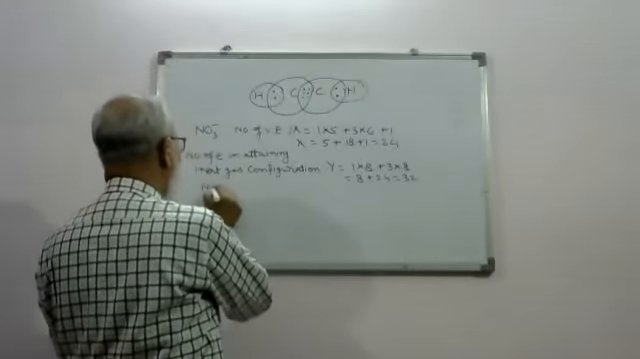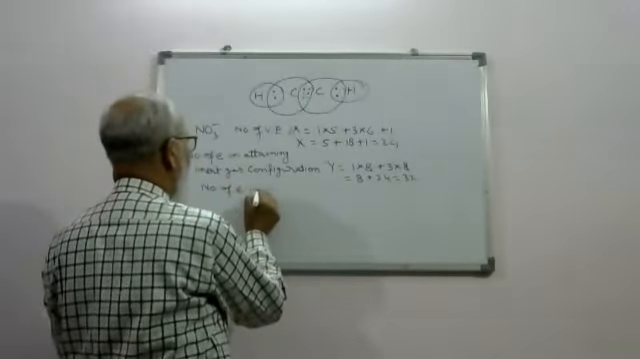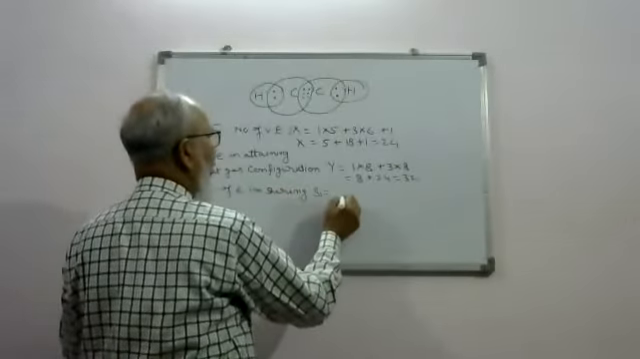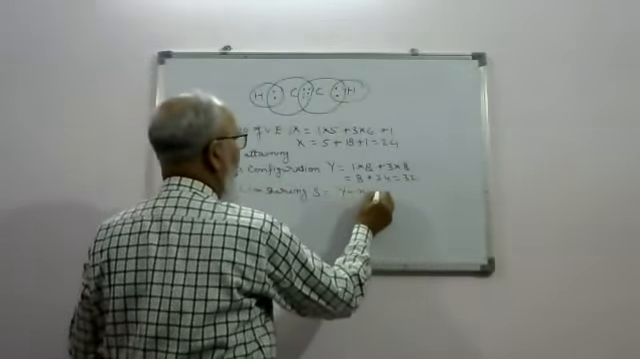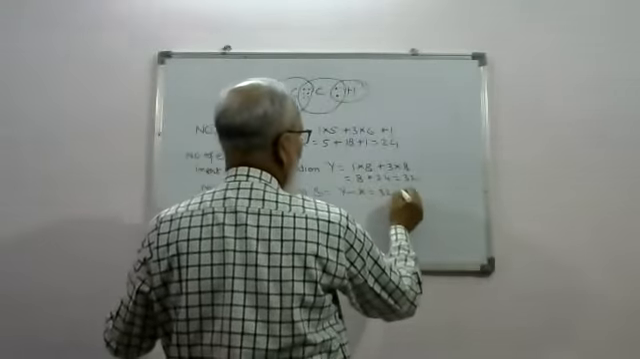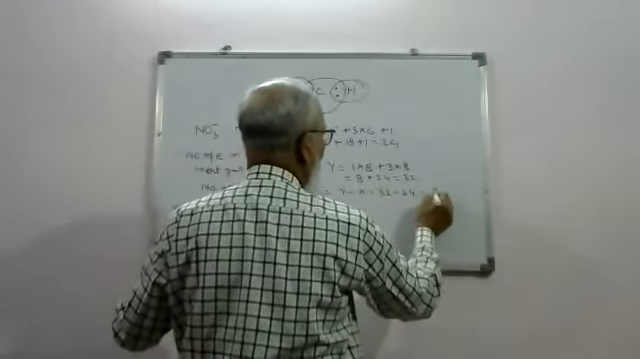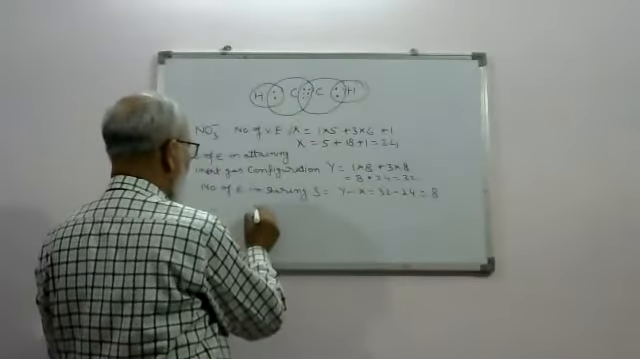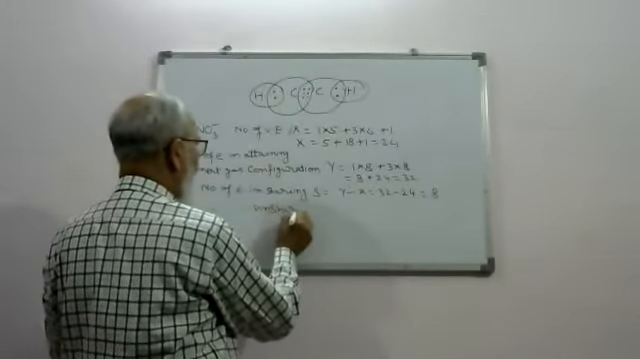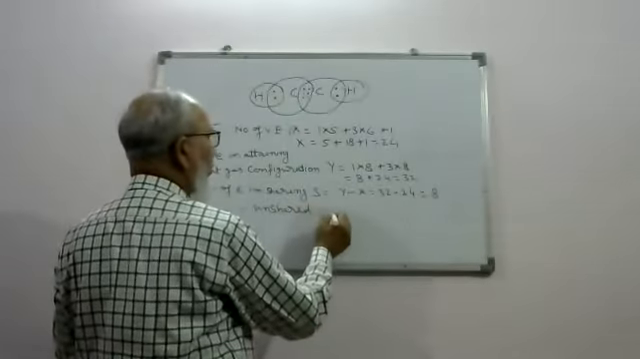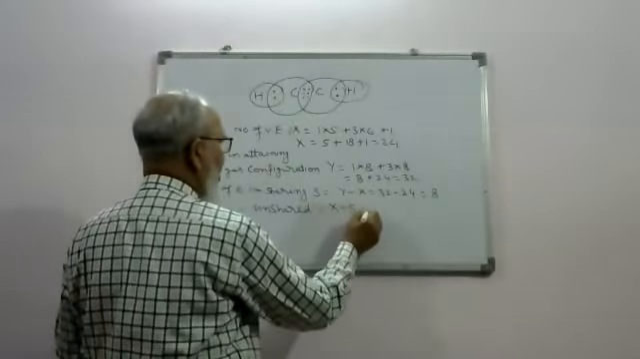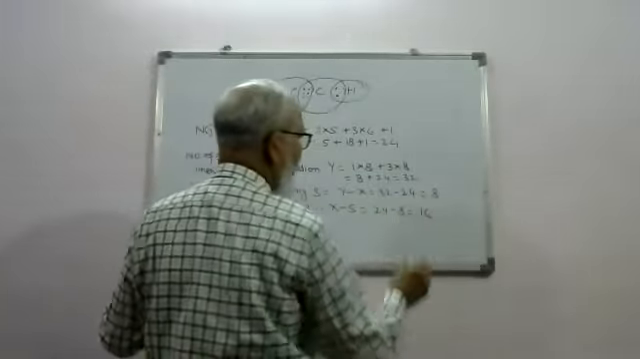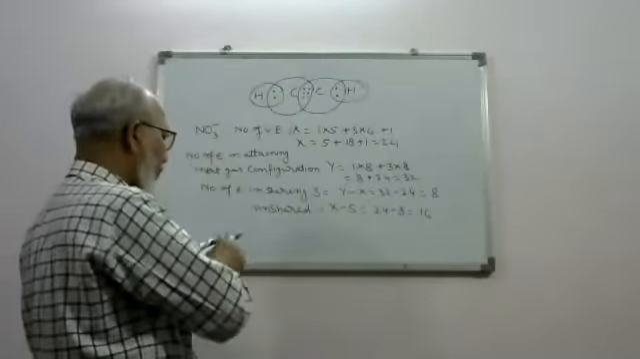Number of electrons in sharing, that is S, is equal to Y minus X, equal to 32 minus 24. This is equal to 8. Number of electrons unshared is equal to X minus S. This is equal to 24 minus 8. This is equal to 16. Now draw the skeleton.